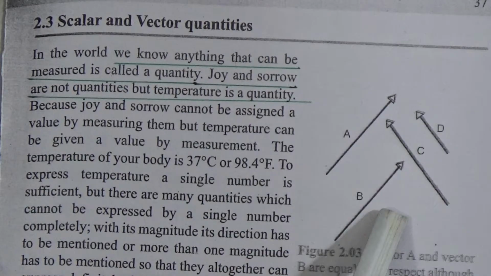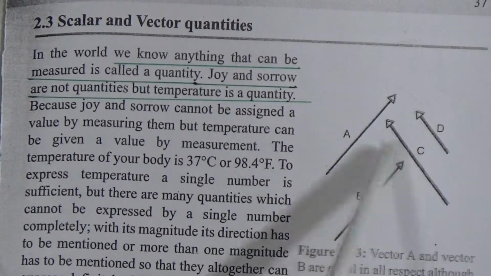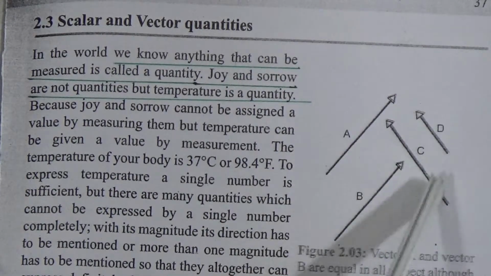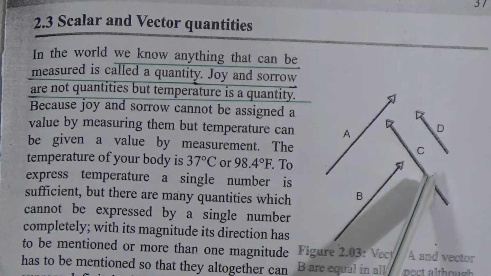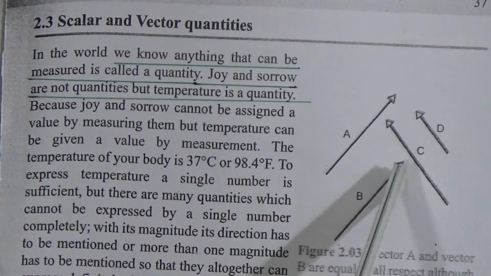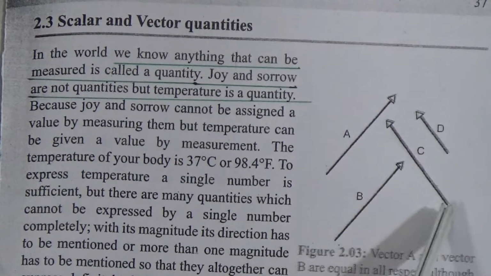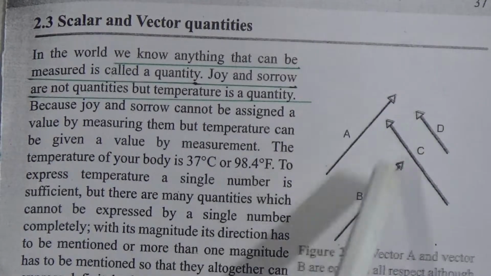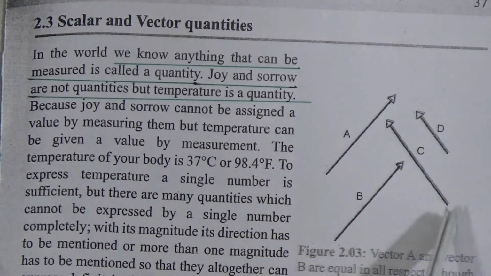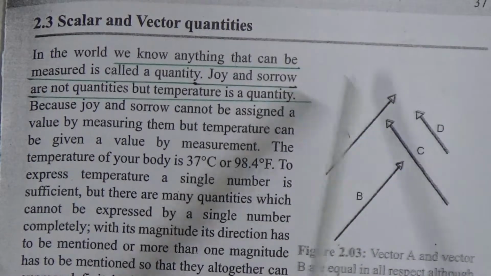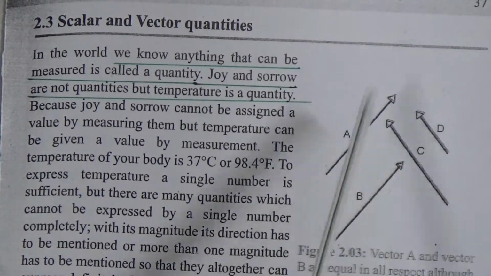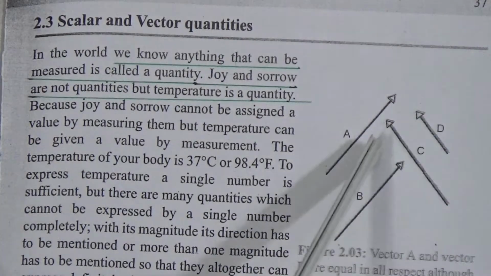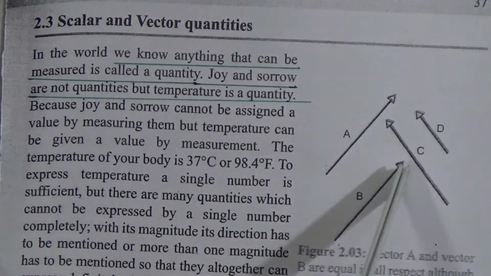But vector C is different from A and B because its direction is different. The magnitude is the same, but the direction is different. Here A and B's direction is this, but C's direction is this. That's why A, B and C's directions are different, but A and B's direction is the same, and C is different from A and B.